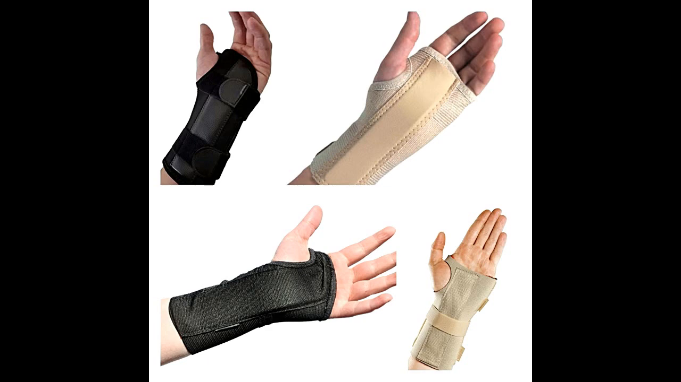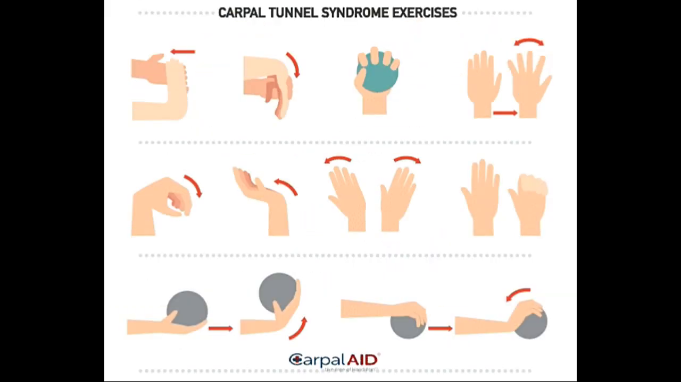So these splints are usually worn at night time when the patients inadvertently or subconsciously flex their wrists. During the daytime, you can opt not to wear them. If these splints are not working, then you can do some exercises as shown in the pictures. If these exercises don't help, you can ask your doctor to send you for an ultrasound guided steroid injection, which is usually a mixture of local anesthetic and cortisone or steroids.